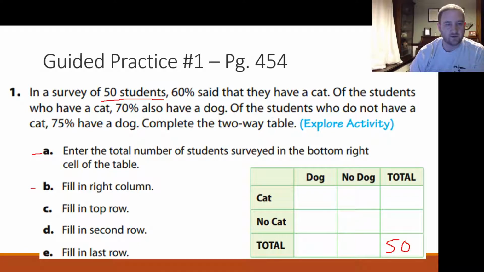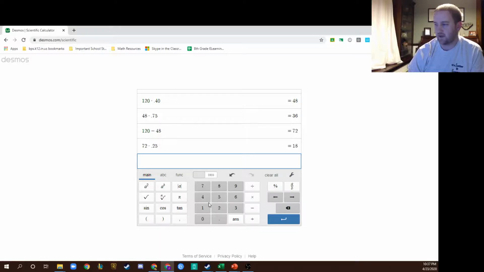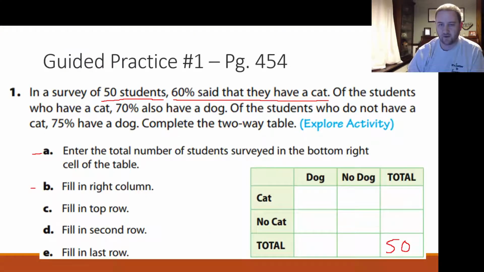Okay, so let's dissect this. Here, 60% said that they have a cat. So we want 60% of 50. So I'm going to come over here to my calculator. I'm going to take 50 times 0.6, and that's 30. Okay, so 30 people have a cat. Now, if 30 people said they have a cat, that means 20 people do not have a cat.